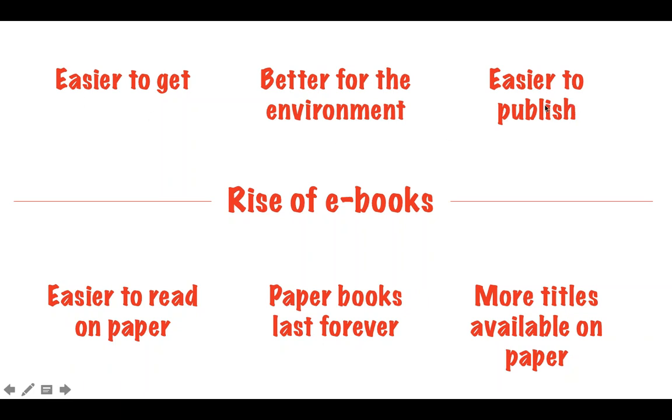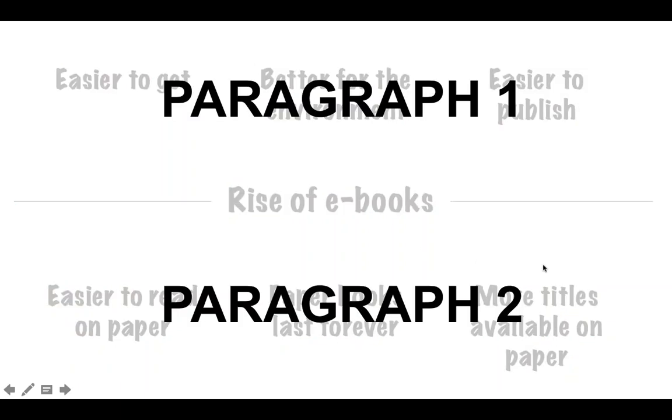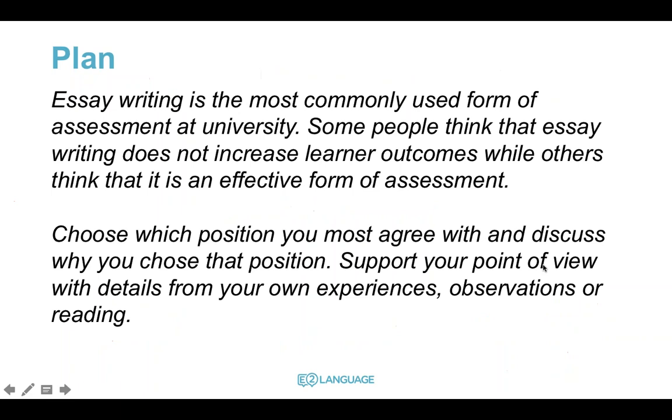Written, planned, and then I just write it. Rise of ebooks against. It's easier to read on paper. Paper books last longer, and there are more titles available on paper compared to ebooks. There's my paragraph 2. And it's a solid paragraph. It's a strong paragraph. Why? Because I have planned. I haven't just started writing with no clear destination. I've planned it. Okay? That becomes my paragraph 1. That becomes my paragraph 2.